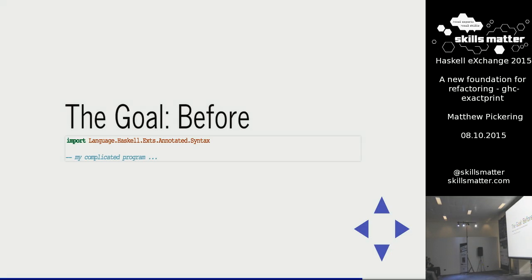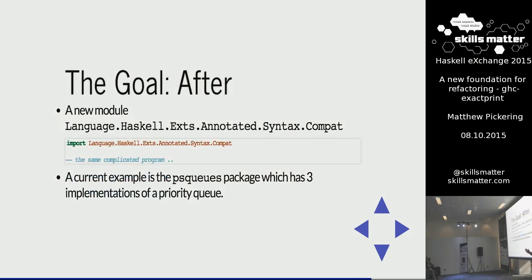Just to be clear, the goal is, if we have a program which uses Haskell source X, this may be a typical import. What I really want to be able to do is just provide a new module and change the import line to the name of my new module, and for everything still to compile properly, but to use GHC underneath rather than Haskell source X. I don't know if it's possible yet. I've not actually tried to implement it, but I'm hoping it is. This is already used in a few packages like PSQs, which has 3 different implementations of a priority queue, and you can just change the import to decide which implementation you want to use.